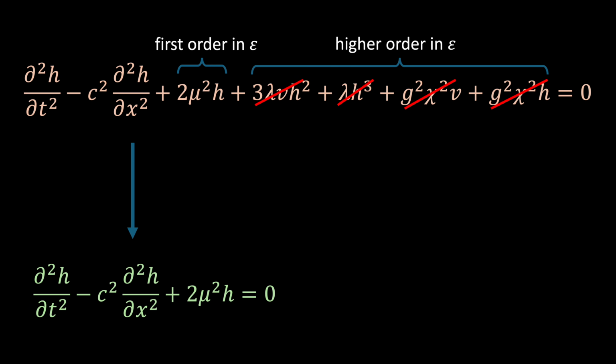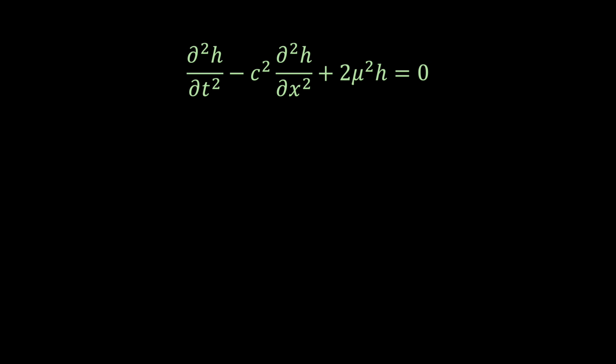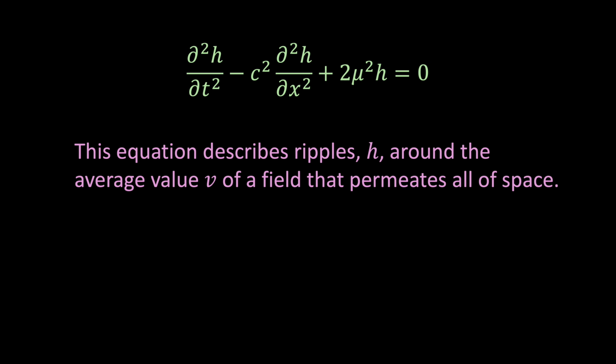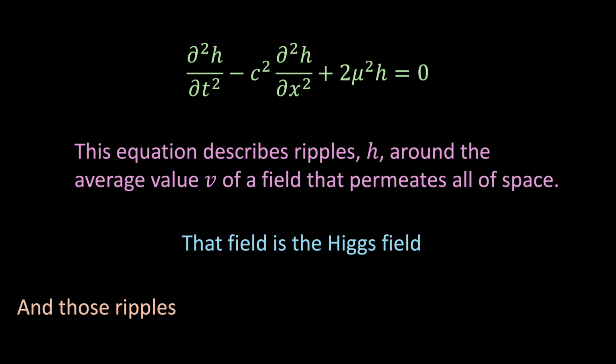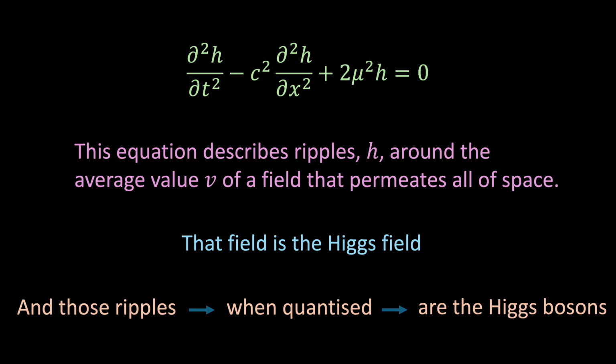And what remains is simple, elegant, and powerful. This is the equation we've been working towards all along. And here is the reveal. This equation describes ripples, h, around the average value v of a field that permeates all space. That field is the Higgs field, and those ripples, when quantized, are the Higgs bosons, the very particles whose discovery in 2012 confirmed this entire framework.